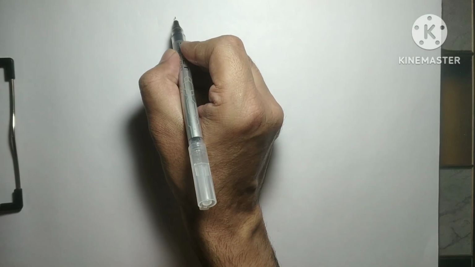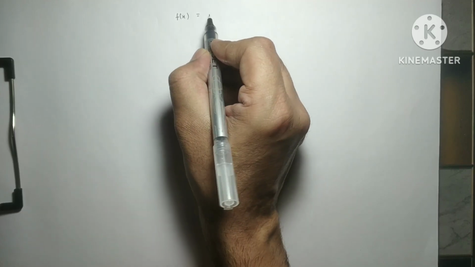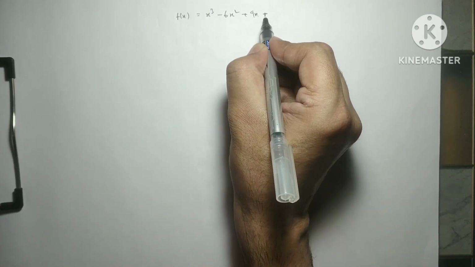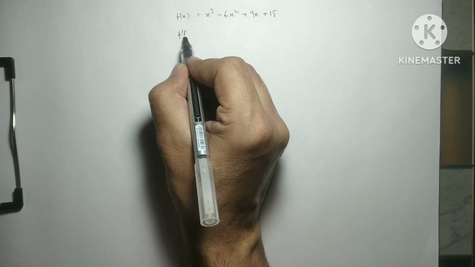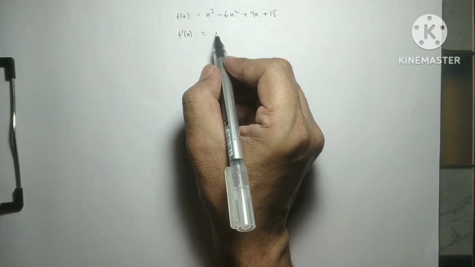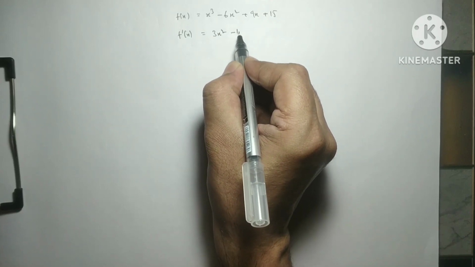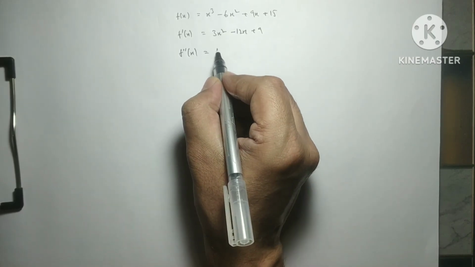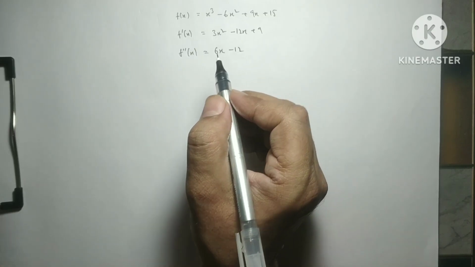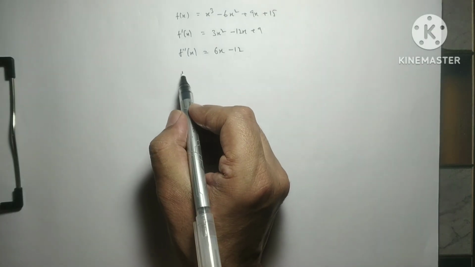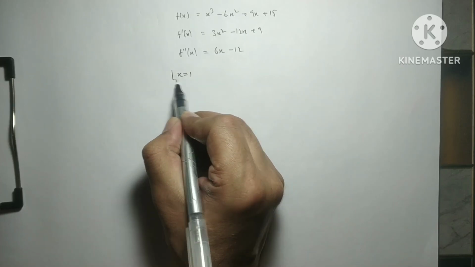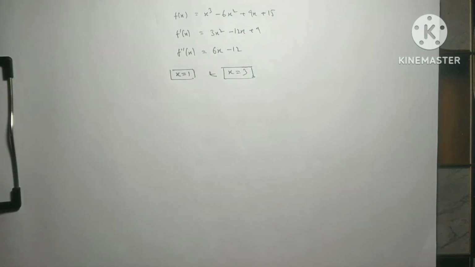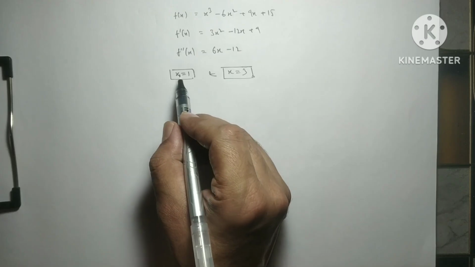Now we have the function f(x) is x cube minus 6x square plus 9x plus 15, and f dash x we obtained, it is 3x square minus 12x plus 9, and the second derivative is 6x minus 12, and we have the points x equals 1 and x equals 3. Now we check maxima and minima on these points.